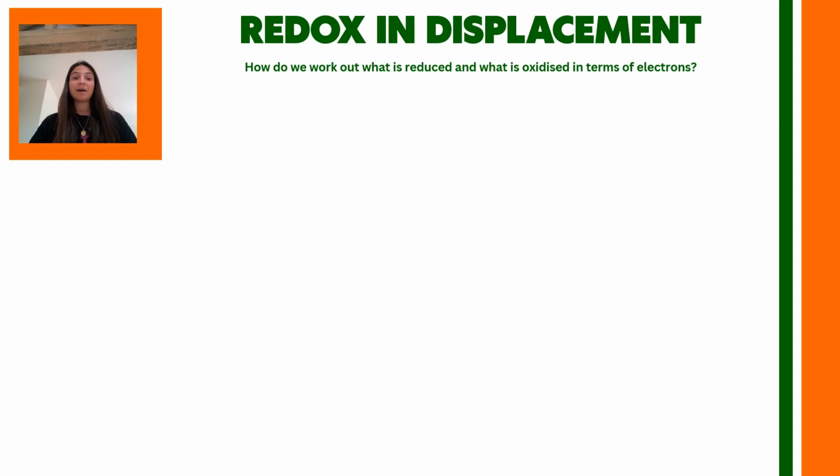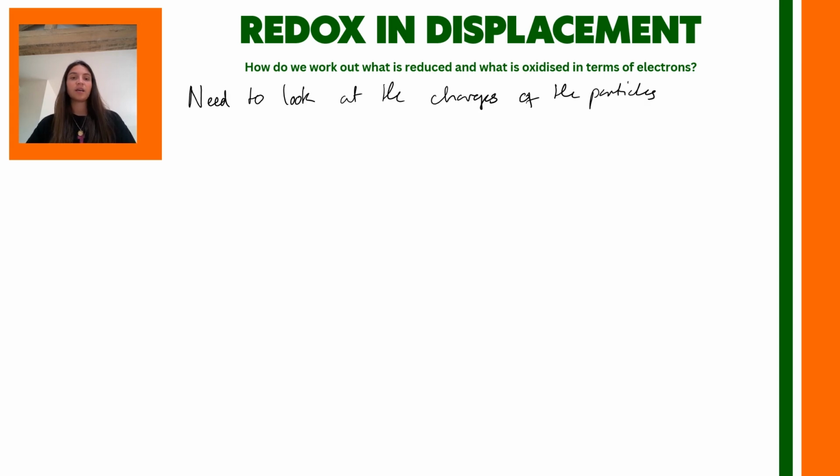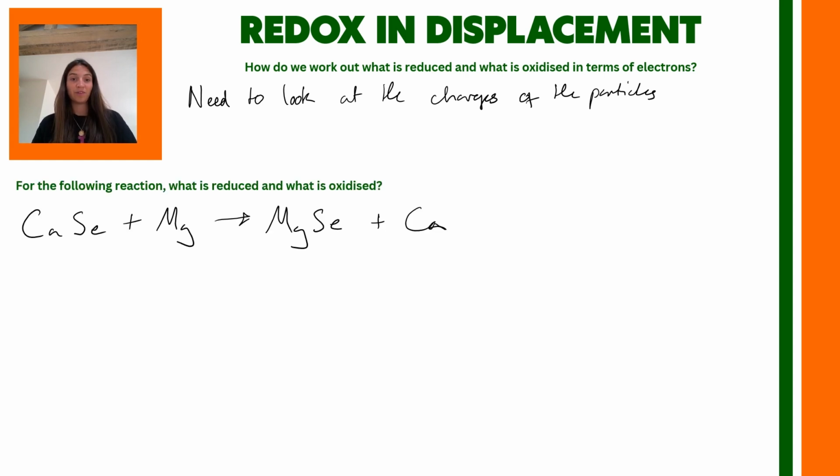So let's do some examples, redox and displacement, so we can talk about reducing agents, oxidizing agents, what's what and what's going on here. So how do we work out what is reduced and what's oxidized in terms of electrons? So we need to look at the charges of the particles basically and see what's happened to them. Let's do it with an example. So let's follow this reaction, what is reduced and what is oxidized here.